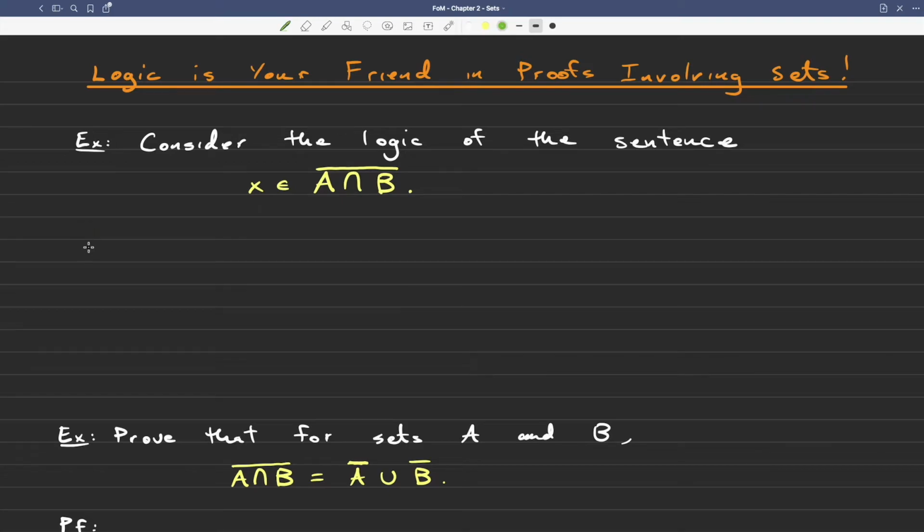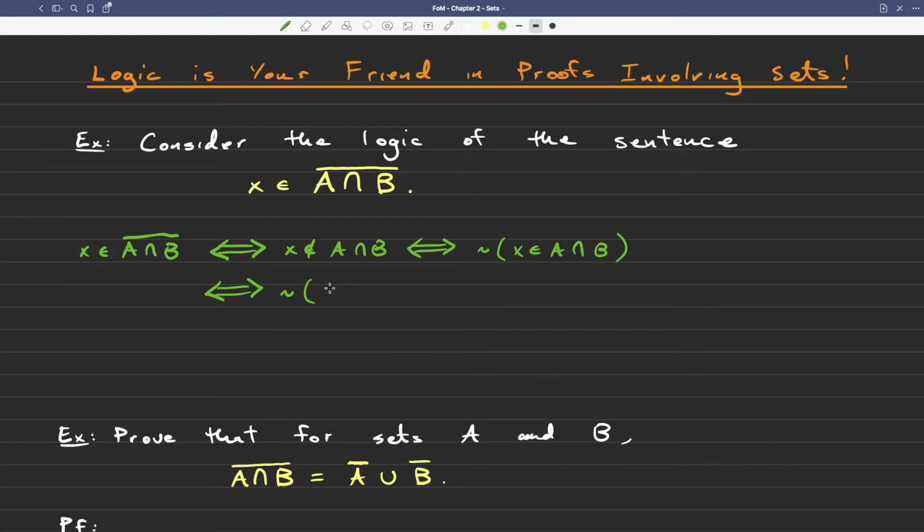When you say x is an element of A intersect B complement, what does it mean to be in the complement of a set? It means that the element is not in the set. So this is the same as x is not in A intersect B. But when you think about the logic of that, that's the same as not x is in A intersect B. But now let's think about what's inside the parentheses here. What does it mean to say x is in A intersect B? Well, that means x is in both A and B. So this is not, x is in A and x is in B.